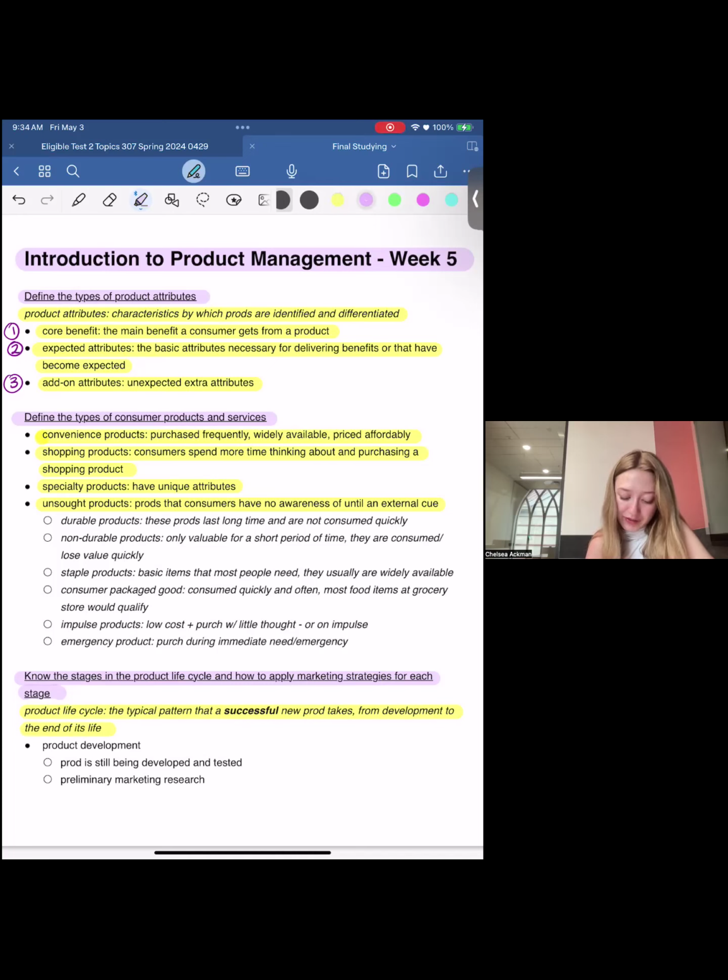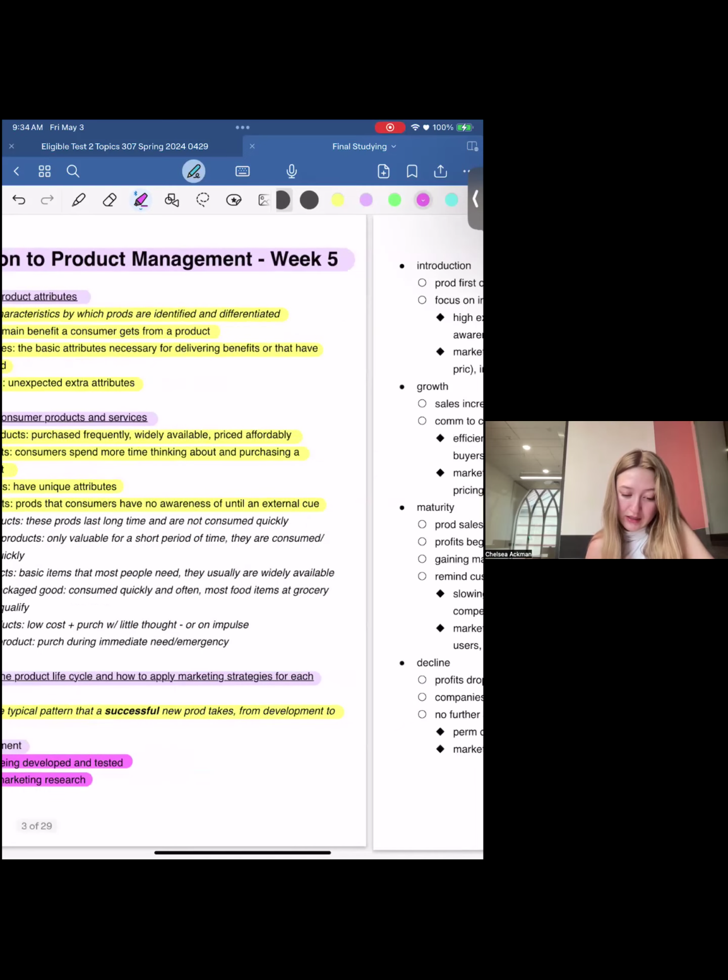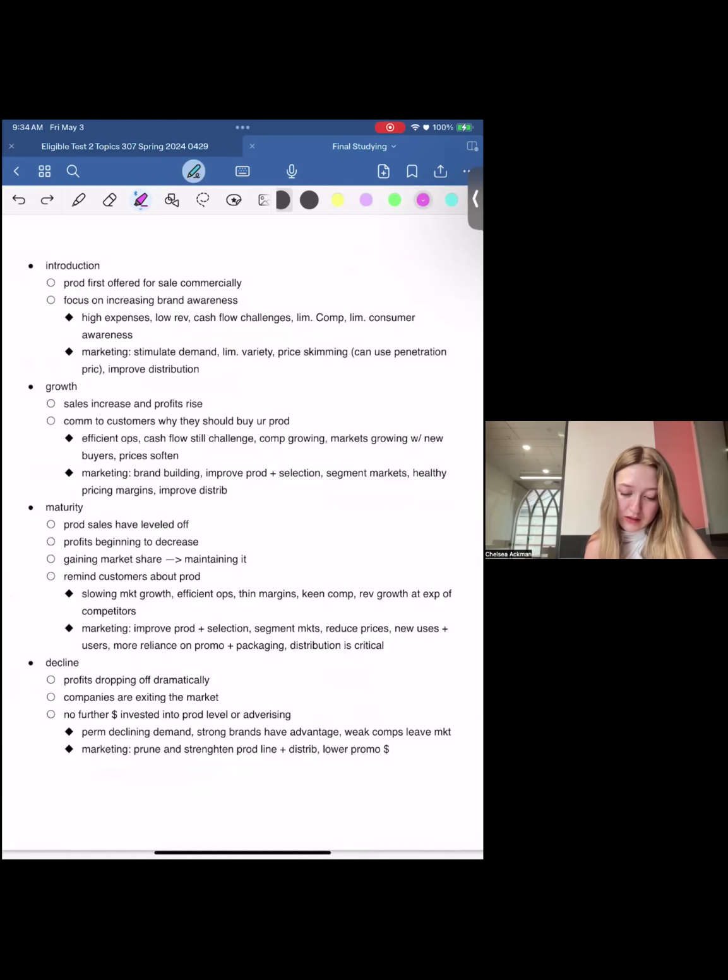So the first stage is product development. The product is still being developed and tested. There's preliminary market research. Then we have introduction. The product is first offered for sale commercially, and there's a focus on increasing brand awareness.